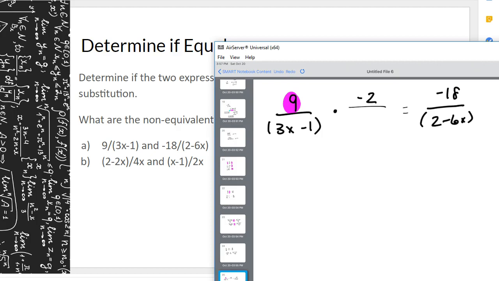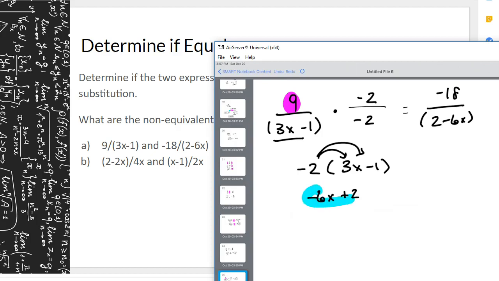Now, if we multiply this denominator by negative 2, are we going to get 2 minus 6x? Well, let's see. Negative 2 times 3x minus 1. Distribute it. Negative 6x plus 2. Well, what we need to realize is that these are the same number. They've just been rearranged. So yes, these are two equivalent rational expressions. The first rational expression has just been multiplied by negative 2 in order to get the second rational expression.